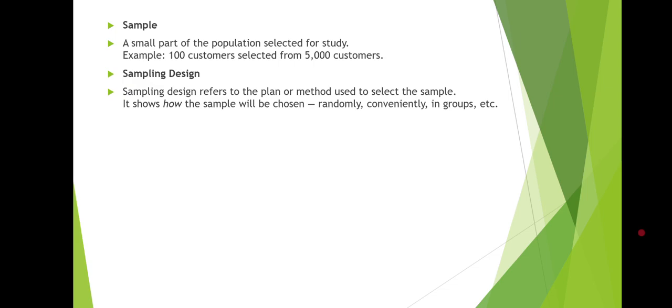So in simple words we can say that sampling means picking a small group from a big group, and sampling design means the method or plan we use to pick that sample or that small group. So these basic concepts help us to research in a smart, quick and scientific way.